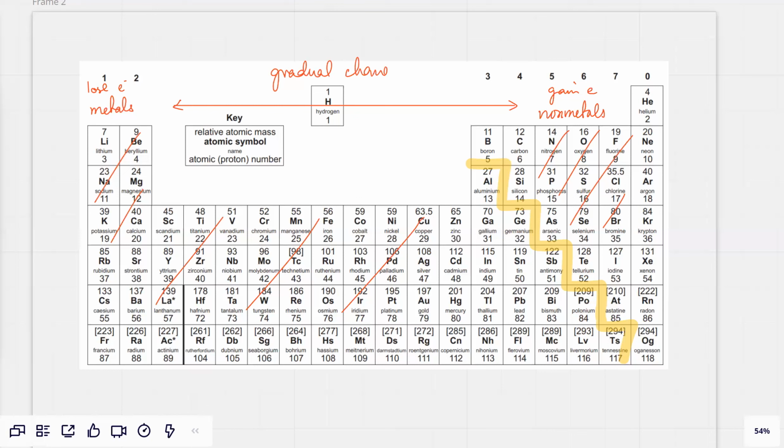Yes, sir. So it's going to be a gradual change. Why is there going to be a gradual change? The ones on the left side are very reactive. They like to lose electrons a lot. For example, sodium is very reactive. As you start moving to the right, the tendency to lose electrons diminishes. It decreases. Like copper is very unreactive.